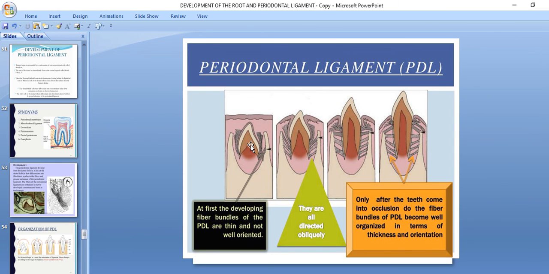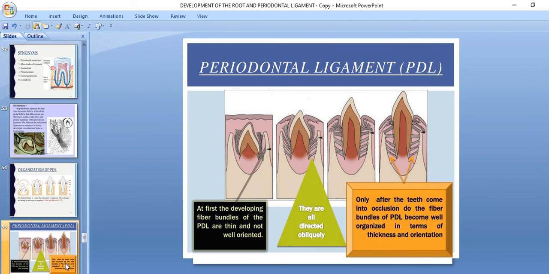At first, these developing fiber bundles of the periodontal ligament are thin and not well oriented, and here they are all directed obliquely. And after the teeth come into occlusion, the fiber bundles of the periodontal ligament are now well organized in terms of thickness and orientation.